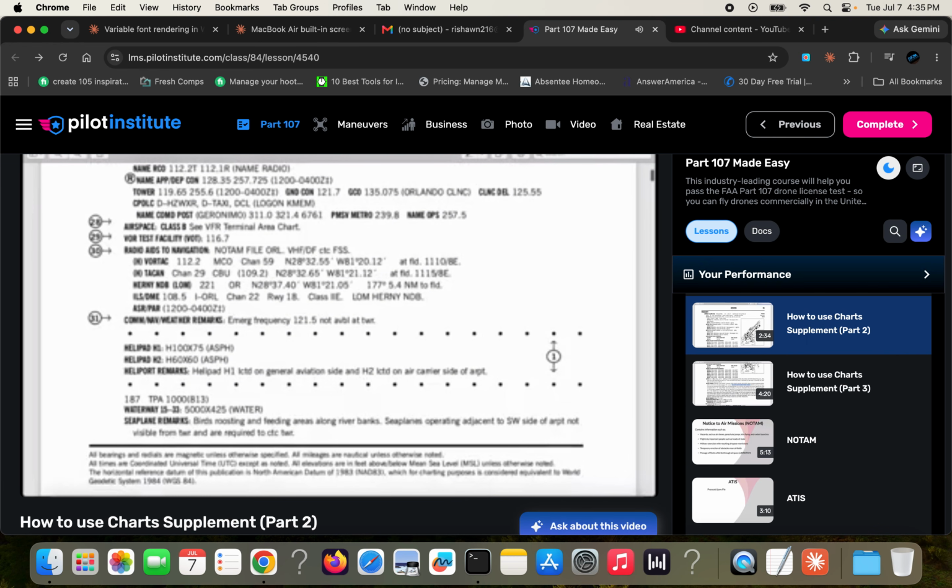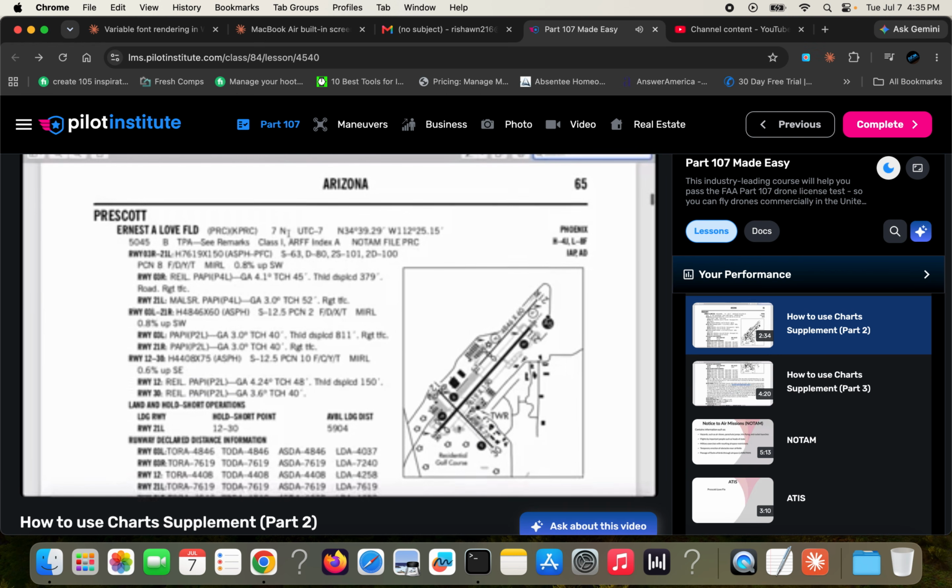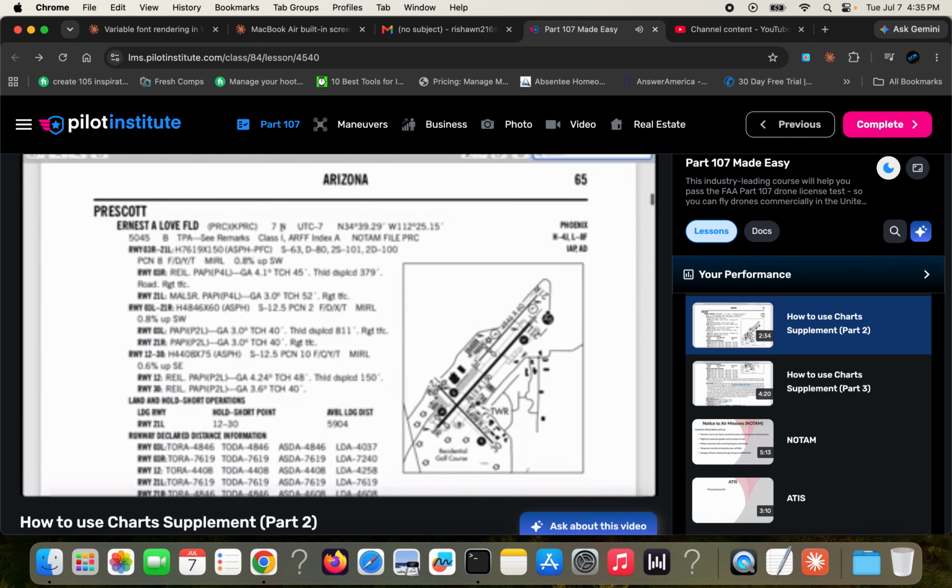That's the idea. Let's go ahead and find Prescott. Prescott, that's the city. And then here's the airport, Ernest A. Love Field. That's the KPRC. That's the name of the airport and the identifier. That airport is located 7 miles to the north of the city of Prescott. UTC -7. Now you're going to say there's no daylight savings. That's right. In Arizona, we do not observe daylight savings, which is, by the way, the best thing ever.